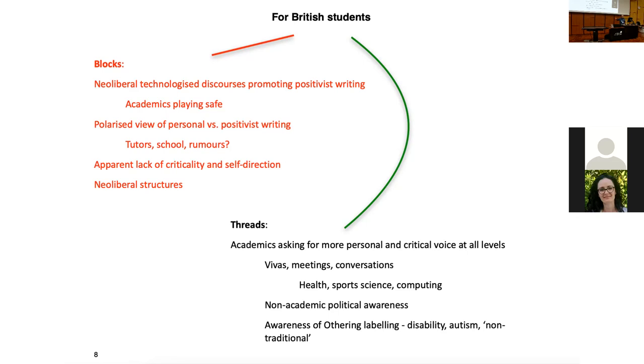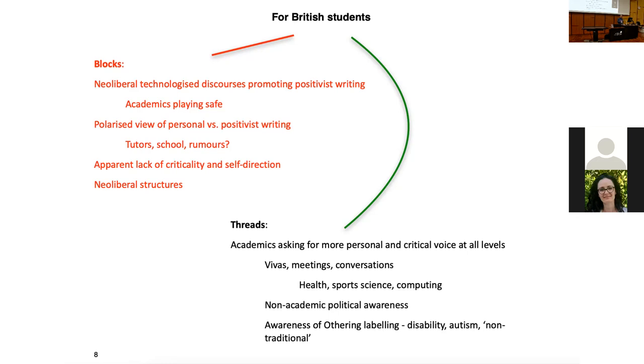A colleague of mine in health was complaining bitterly about students who write assignments at master's level. Why aren't they critical? Why don't they express their voice in what they're writing? Every single viva I go into at PhD level, across all subjects, examiners are asking for more voice, more explanation, more criticality.